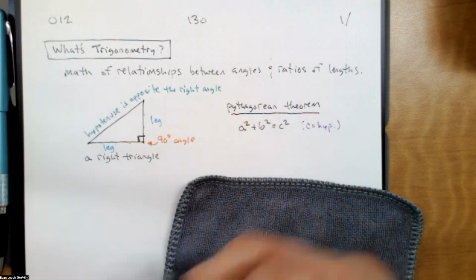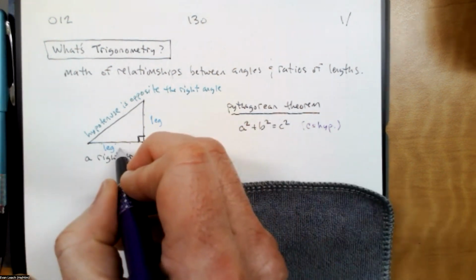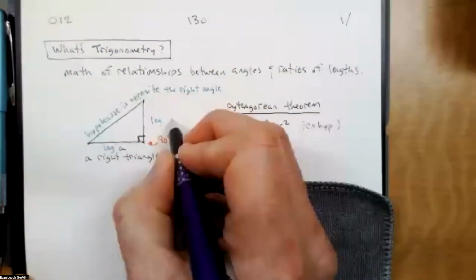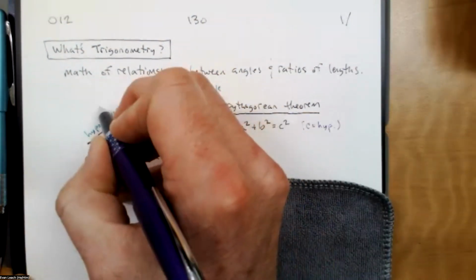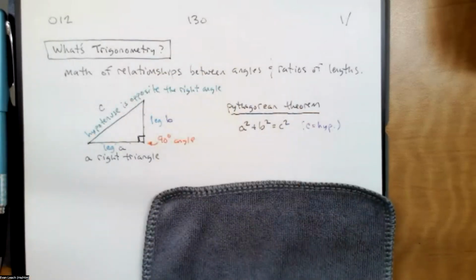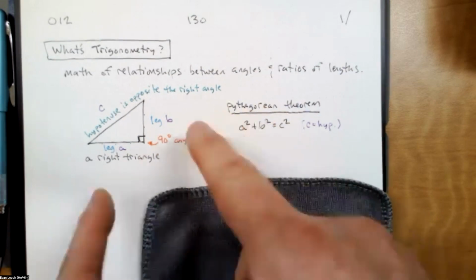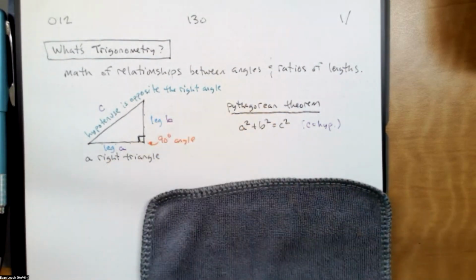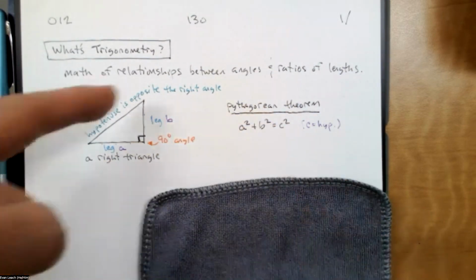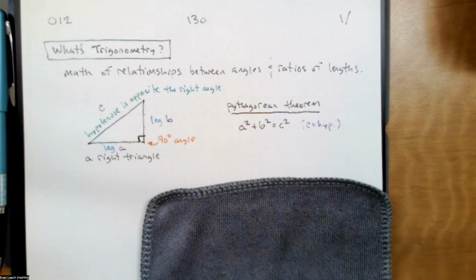What that means is that the two legs are A and B, and the hypotenuse is C. The sum of the squares of the legs of a right triangle is equal to the square of the hypotenuse. That's great. That's something that we know about the sides of a right triangle. Pretty specific, right triangle, but right triangles, very, very useful.